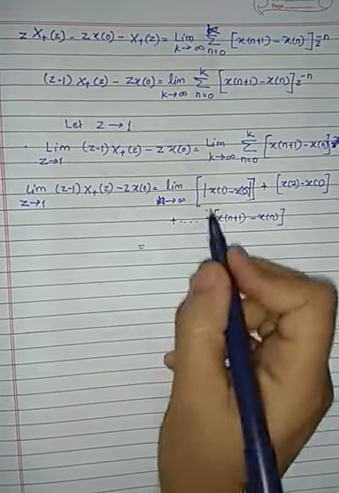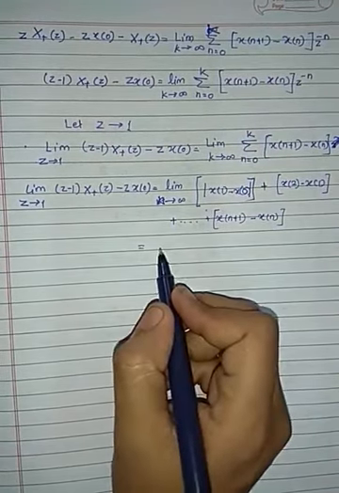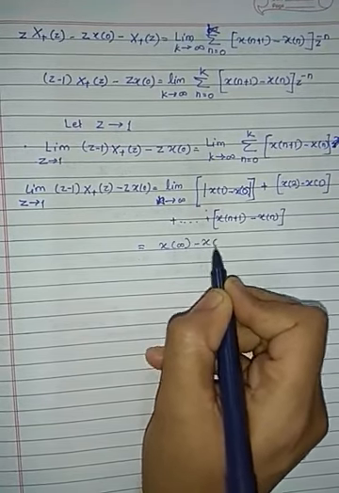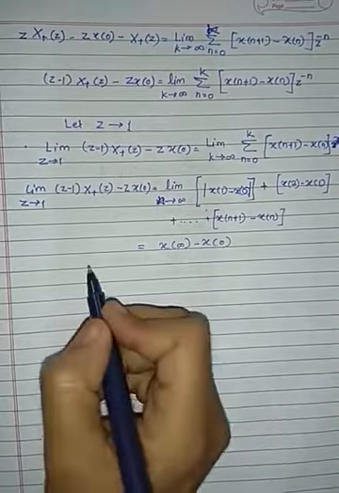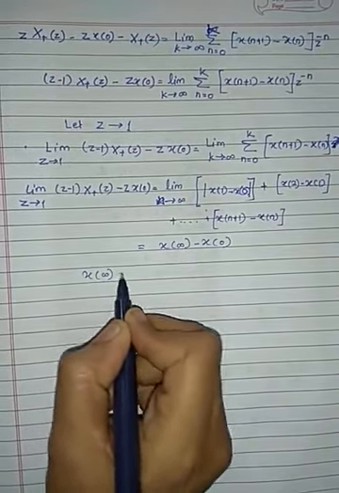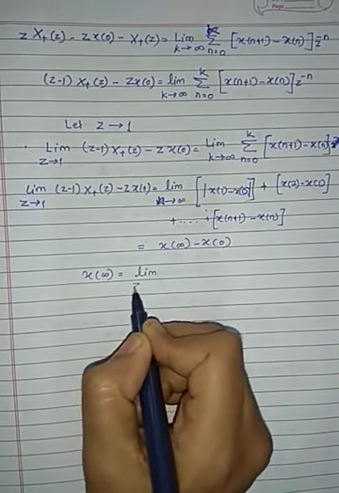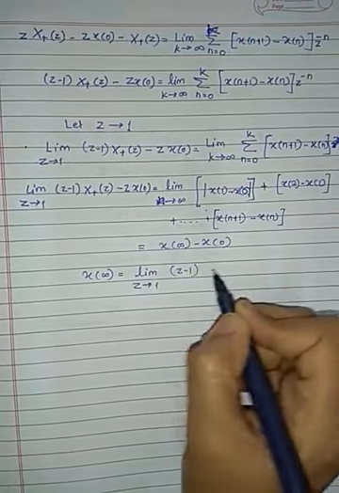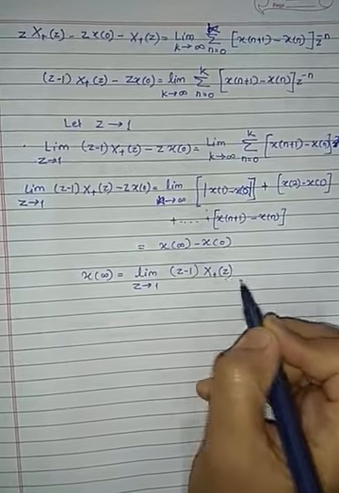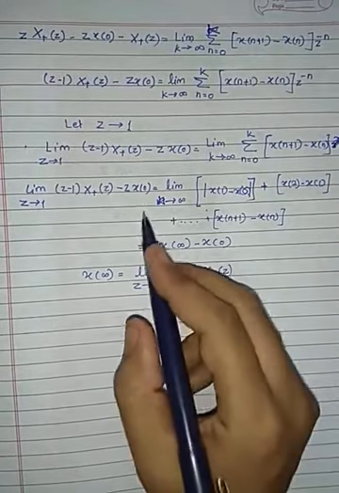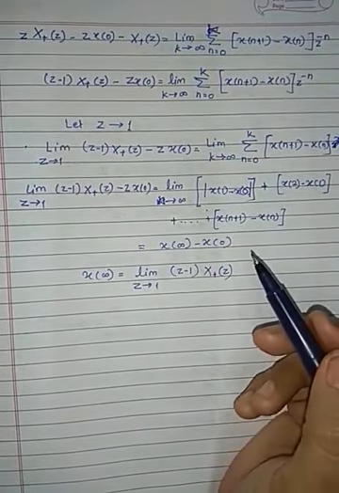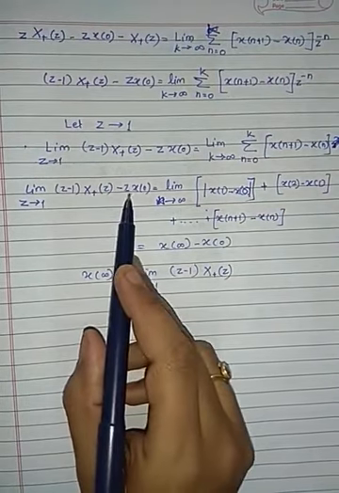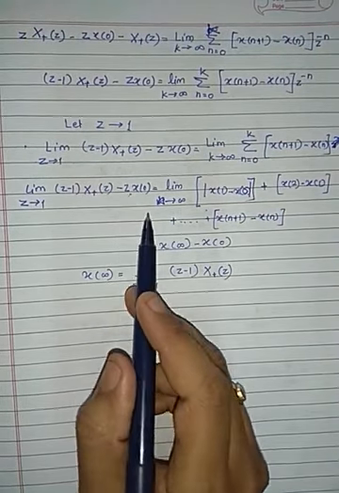Okay, so here the terms get cancelled out and the remaining terms are now x of infinity minus x of 0. Therefore, x of infinity is equal to limit z tends to 1, z minus 1, x plus of z. Okay, so these two terms get cancelled out here, and so as z tends to 1, this term will be equivalent to 1.